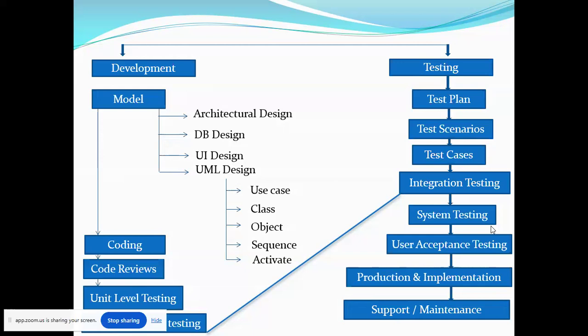If you observe this diagram, you will get a clear picture of what the developer will do and what the testing team will do. The developer always goes through the designs. After design, they start writing the code. After the code, code review. Then unit level testing, then integration testing. So here the developer part is completed. What about QA? Test plan, test scenarios, test cases, executing the test cases, integration testing, system testing, user acceptance testing, production and implementation, and support and maintenance.